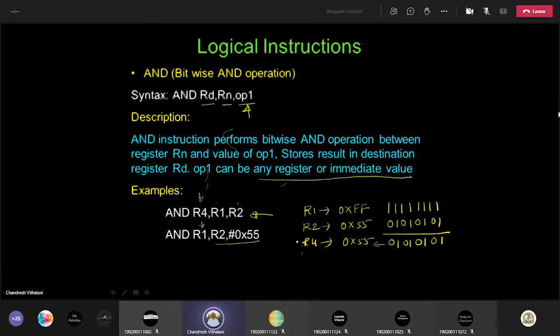And now let's say that in this case, your initial value of R2 is 0xAA. And then after you perform this operation AND R1, R2, #55, what will be the value of R1 after executing this second instruction? Sir, 00. It will be 00, right? Perfect. Okay, fine, good.